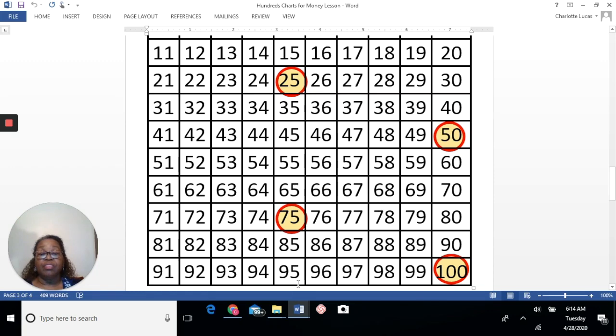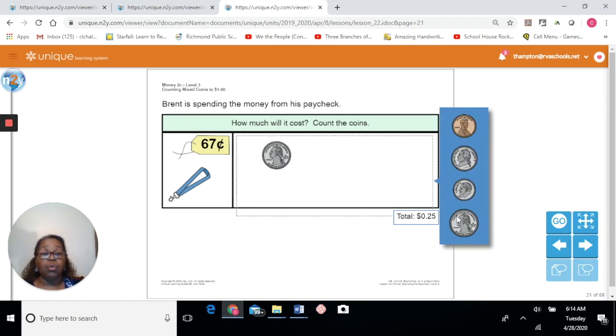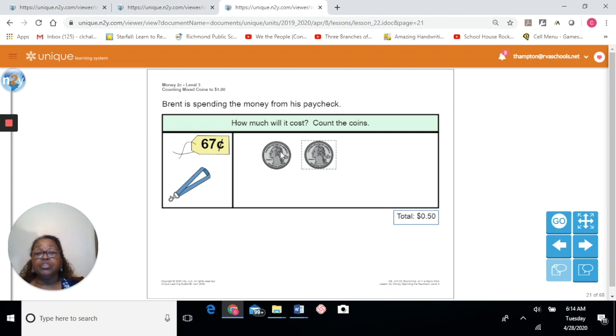Okay, and let's see how that works in our problem. So we have 25, let's add another quarter, 25, let's count it, 25, 50. Very good. We need some more money. We only have 50 cents. What coin can we use next?